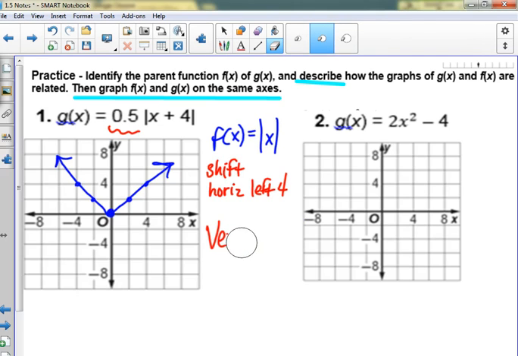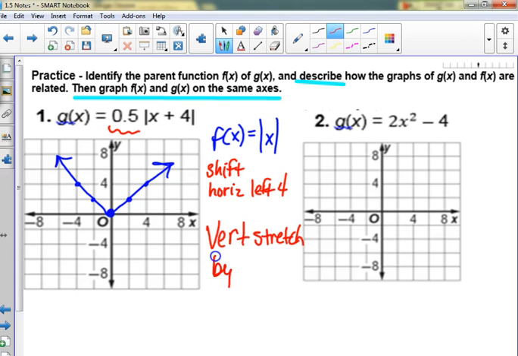If you put the 1/2 inside, you would describe it differently, even though it really wouldn't change what the picture looks like. It stinks, I know. It's a vertical stretch by a factor of, or shrink, not stretch. It's going to shrink it by 1/2. You're not going to notice the difference. So, yeah, it's not a good example of this, really.